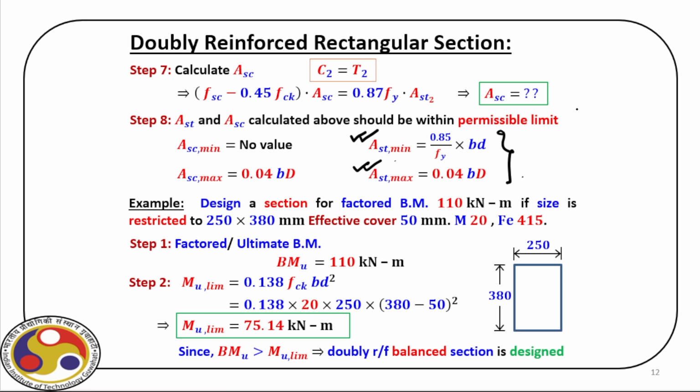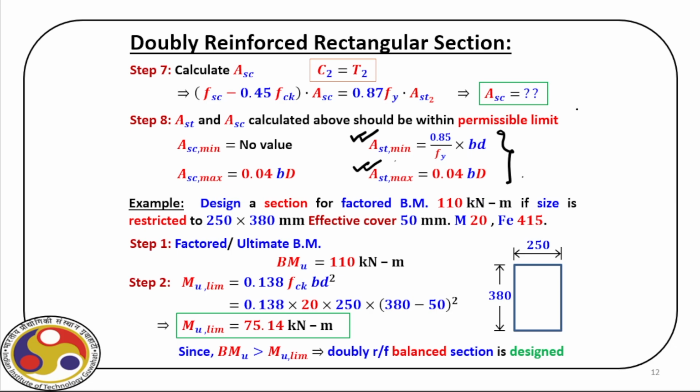Now let us take an example. Design a section for a factored bending moment of 110 kilonewton meter if the size is restricted to 250 by 380 millimeter and the effective cover is 50 millimeter. Concrete is M20 and the steel used is Fe 450. So let us follow the steps that we have already described.